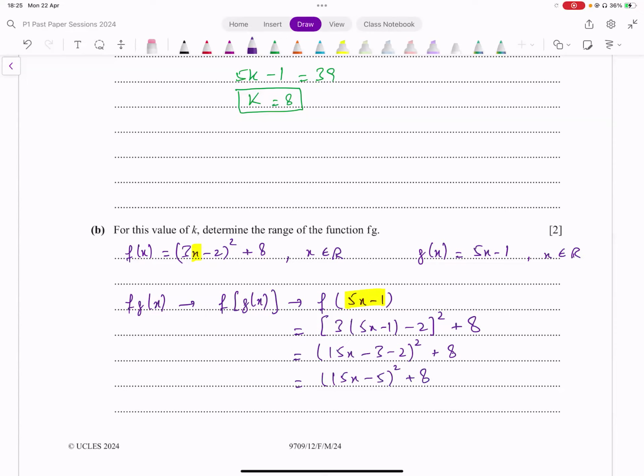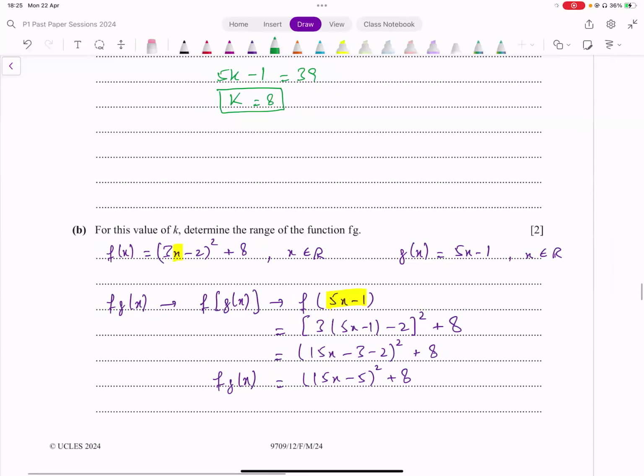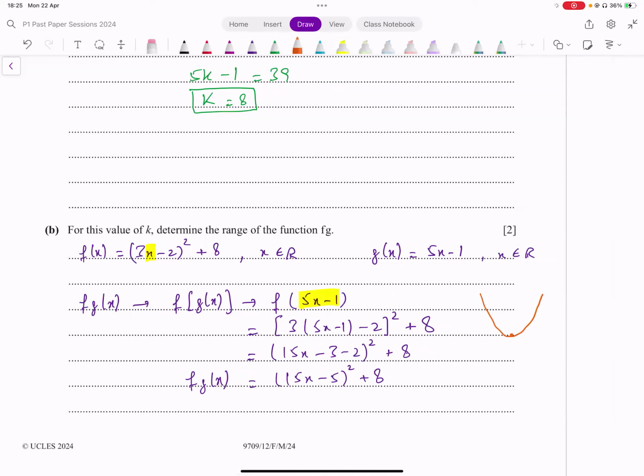We are looking for the range of this function fg. Now, again, it's a quadratic function. fg of x, it's a quadratic function. It's a U-shaped graph, which is going to look like this. What's the turning point of this graph? The y coordinate of the turning point is 8. That's all that we're looking for. We don't really need the x coordinate. If we had to find that, that will be x equals 5 over 15, which is 1 over 3. But whatever the x coordinate is, we say the y coordinate is 8.